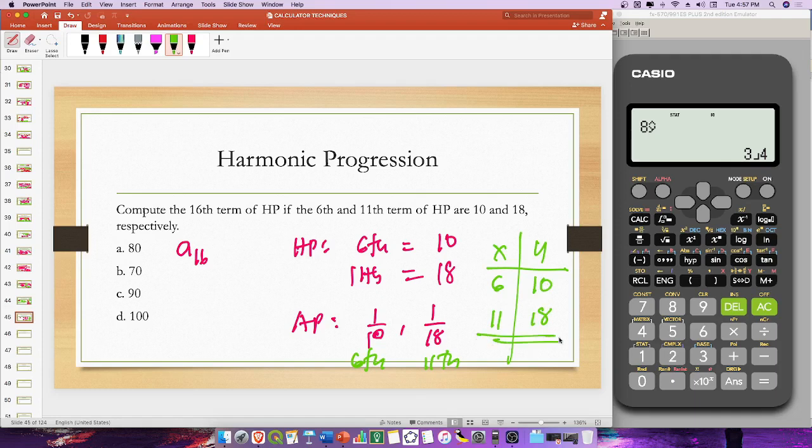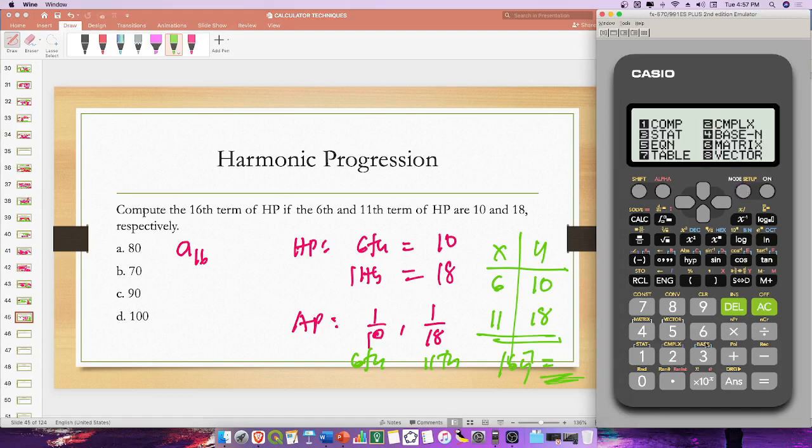So here, we need to solve for 16 y hat. Take note, 16 y hat here is still in arithmetic progression. So go to the table, mode, stat, arithmetic, then input 6. That's the 6th to 11th term. Align with the 6th term, the value is 10 and 18. Now press shift, stat, reg, y hat, and look for 16 y hat.